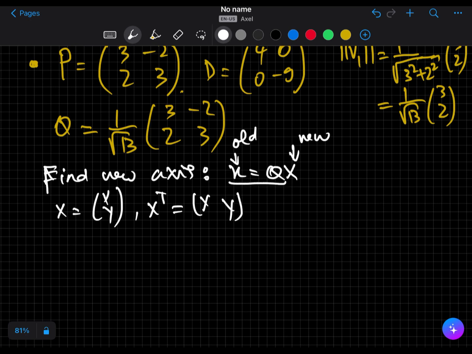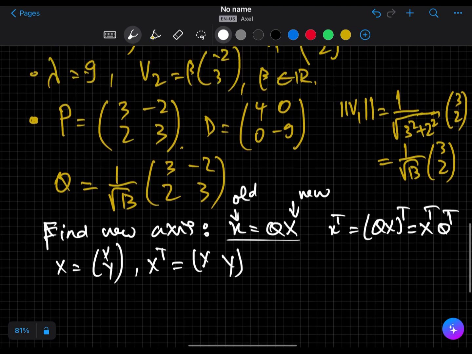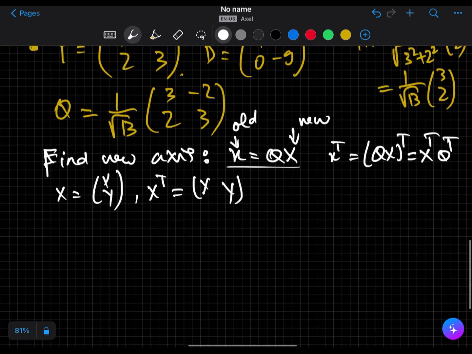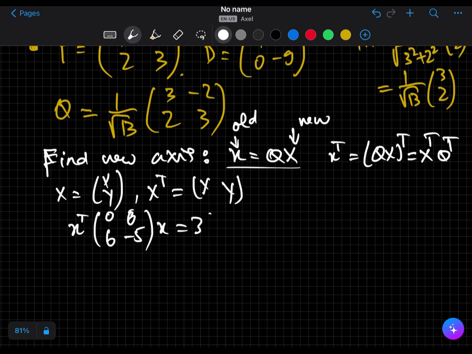Therefore, from this equation, we have that x transpose equals (Qx) transpose, which is also equal to x transpose Q transpose. Now, remember that we had this equation here. We can then sub in that equation. I can rewrite that equation here, which was 0, 6, 6, minus 5, x equals 36.